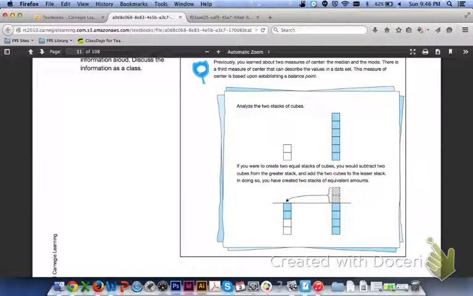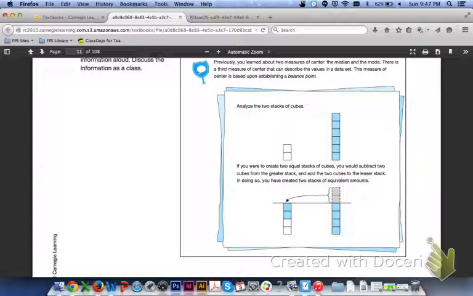Previously we learned about two measures of center, the median and the mode. There's a third measure of center that can describe the values in a data set. The measure of center is based upon establishing a balancing point. Analyze the two stacks of cubes, the white one and the blue one. If you were to create two equal stacks of cubes, you would subtract 2 cubes from the greater stack and add the 2 cubes to the lesser stack. In doing so, you have created 2 stacks of equivalent amounts.